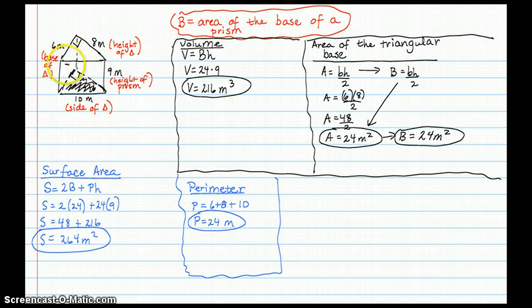So that'll give you this side, and this front side here, the ones that are rectangles. For your area, that'll give you the area of those sides. For your area of your bases, we already know the area of the base is 24 meters squared, so we just double it. So 2 times 24 plus the perimeter of 24 times 9. So 2 times 24 is 48. 24 times 9 is 216. When you add those together, you get 264 meters squared.